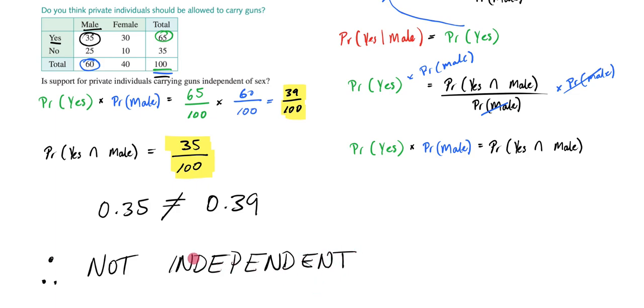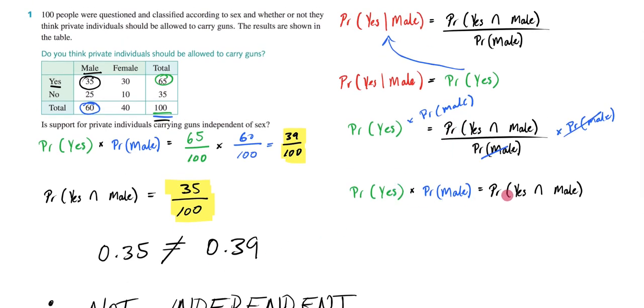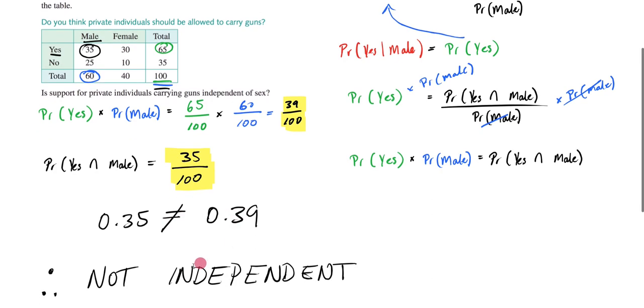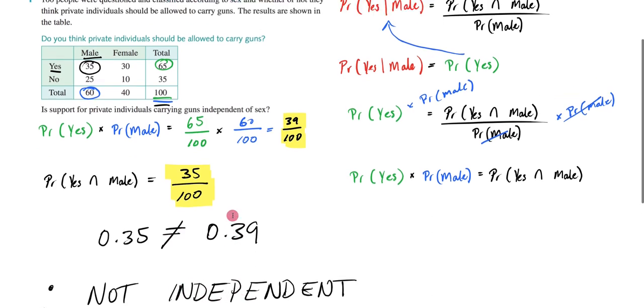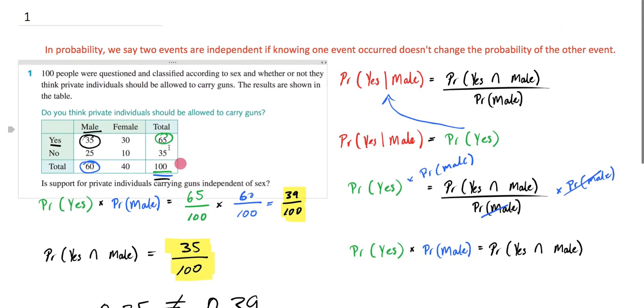There we go. So what I've shown you here is how we get a formula which is going to tell us whether or not events are independent. I then did some calculations and determined that these are not equal to each other and therefore they're not independent. Hopefully this video was helpful to you in answering question 1.